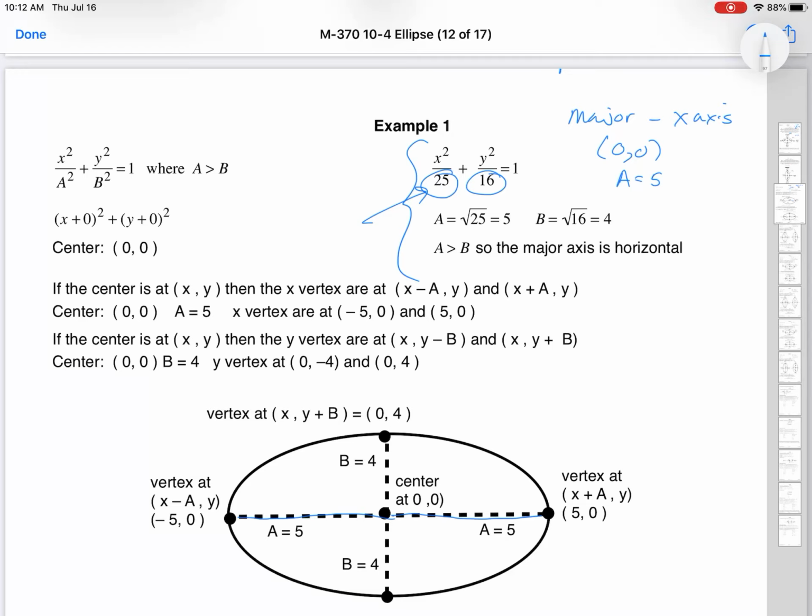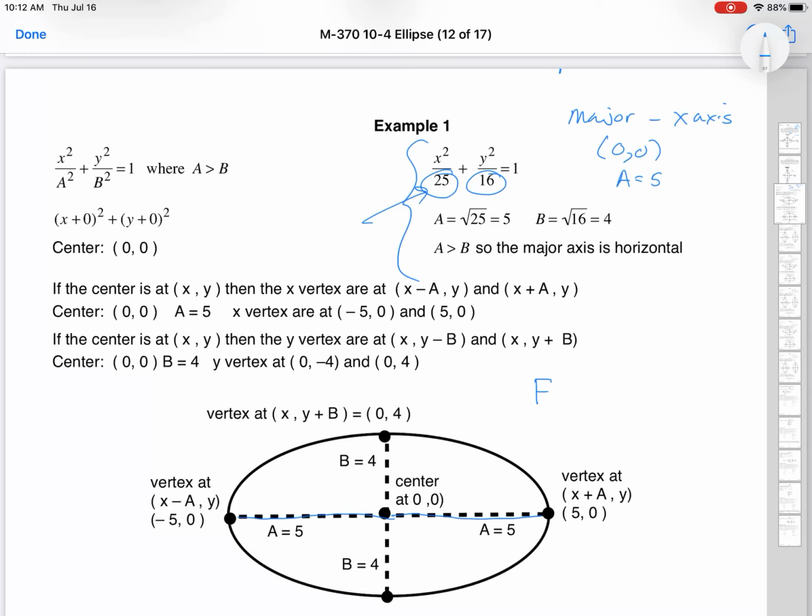It's the square root of the larger number, and you're applying it to the variable that it's underneath. You're going to go up a distance of 4 in the y direction to get the other 2 vertices, so you get that elongated oval shape. And then to find the focus points, that's not on here, so we're going to go through that together.